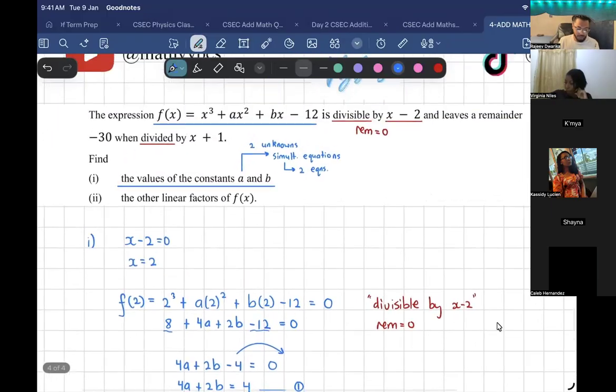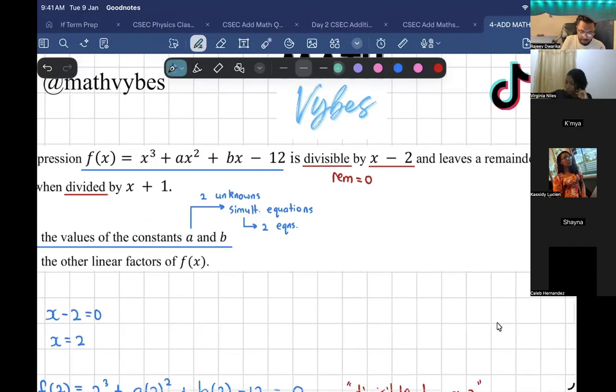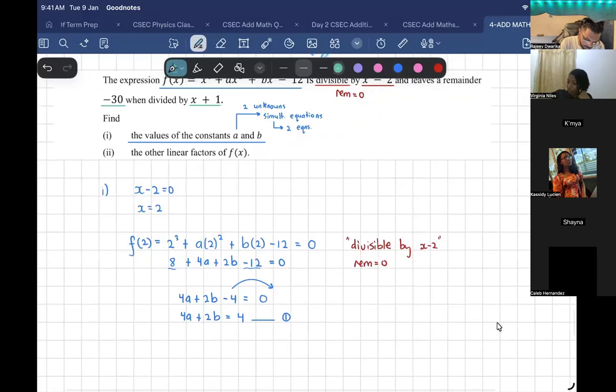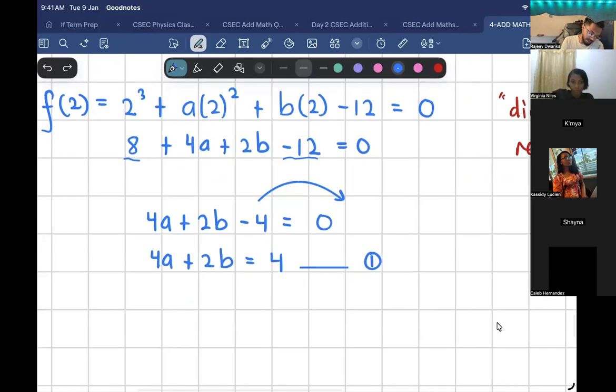That's the goal. Now the other piece of information is that it leaves a remainder of minus 30 when it's divided by x plus 1. So what are we gonna do there? You're gonna do the same thing, but for minus 1. For equation 1, we could divide by 2. Yeah, if you want to divide by 2 to simplify, that's not a problem. You're gonna end up with 2a plus b is equal to 2. Caleb, you okay with that?